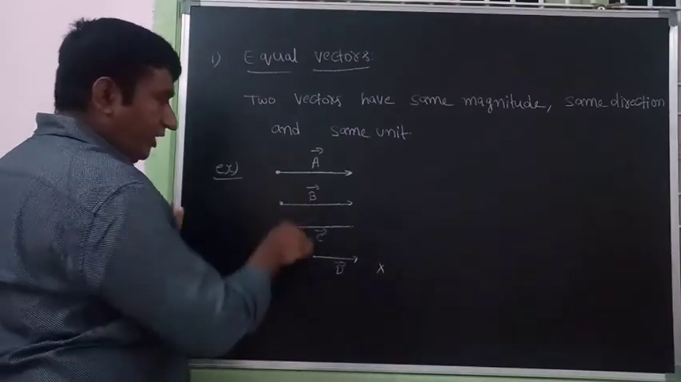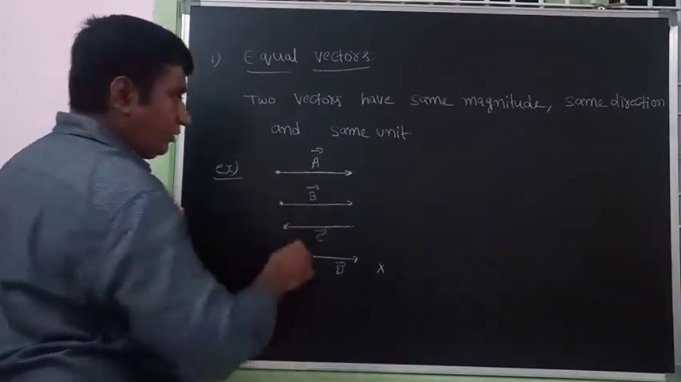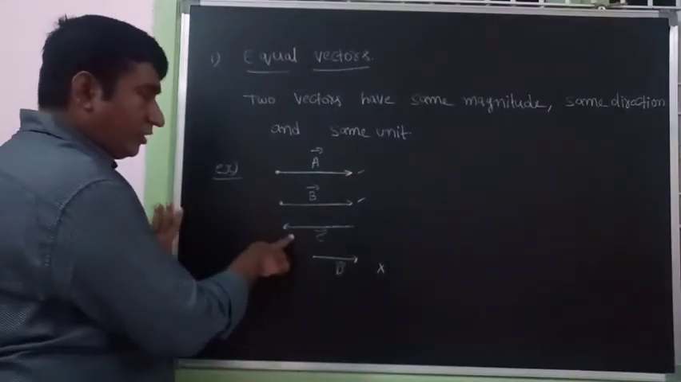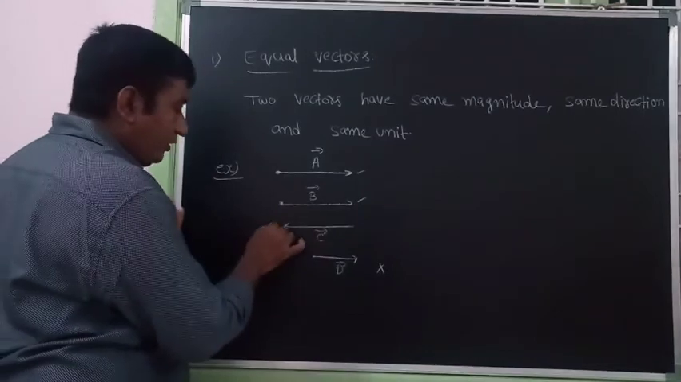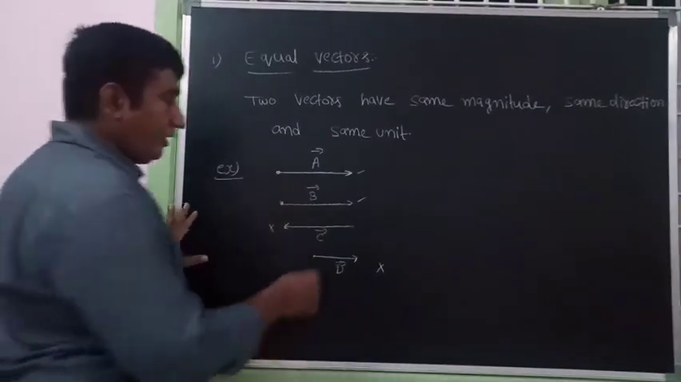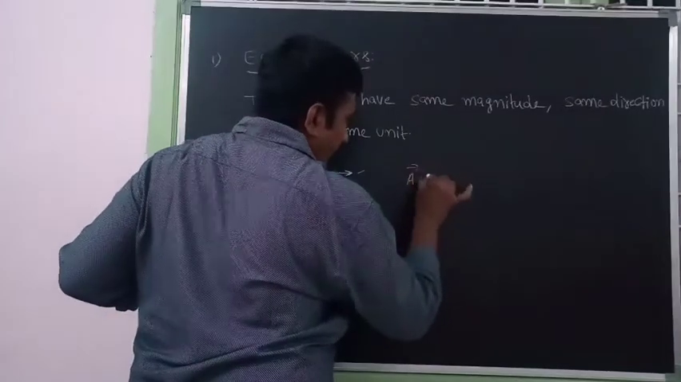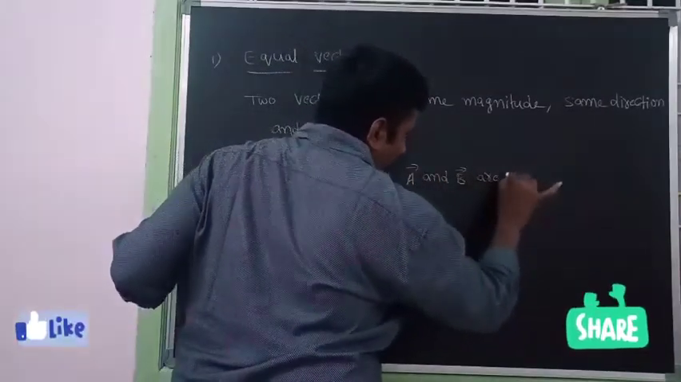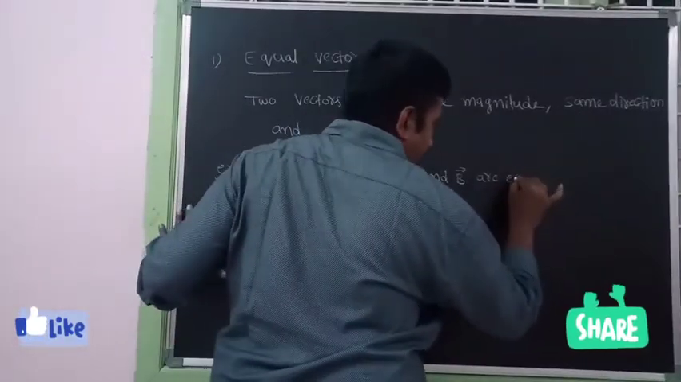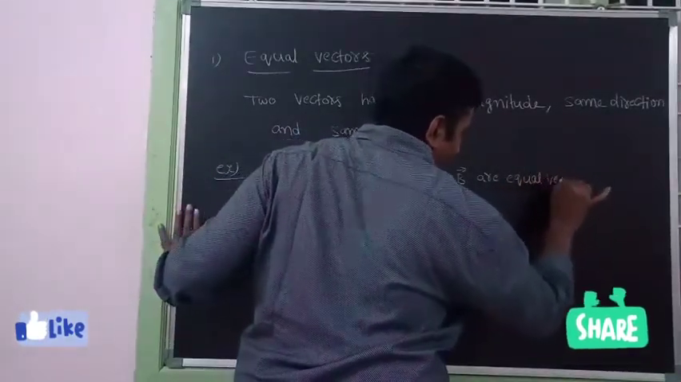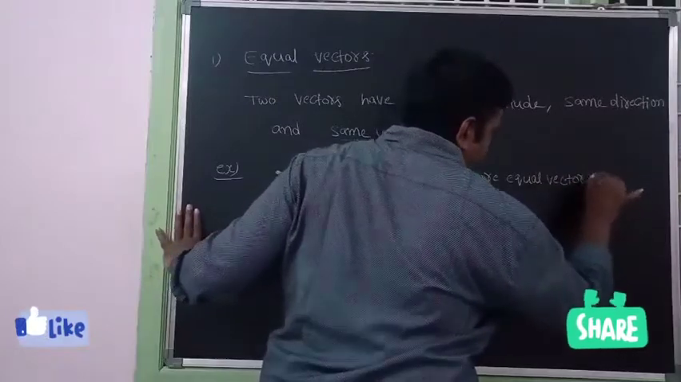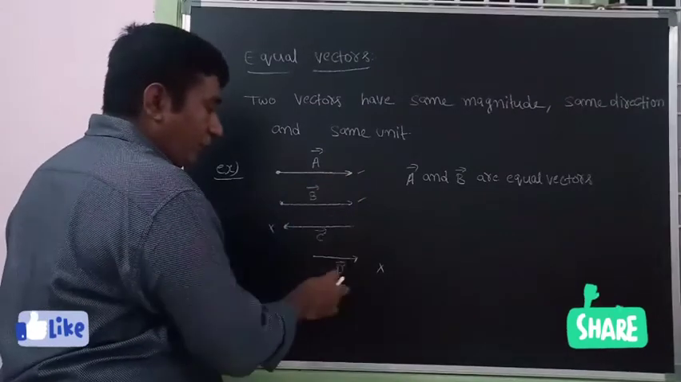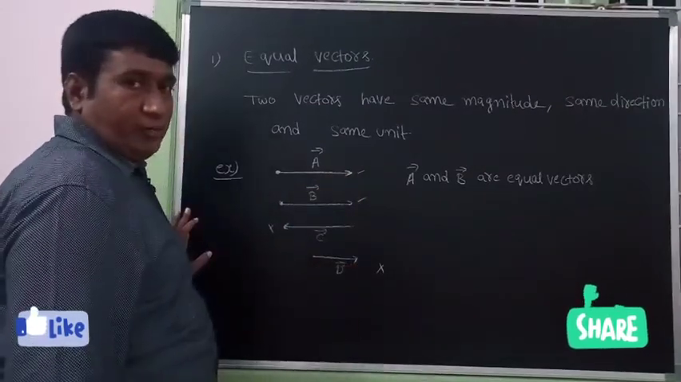Next, the remaining three have the same magnitude. What about direction? A and B have the same direction. C also has the same magnitude, but it is in the opposite direction. So we can say vector A and vector B are equal vectors. D is in the same direction only, but its magnitude is not equal.